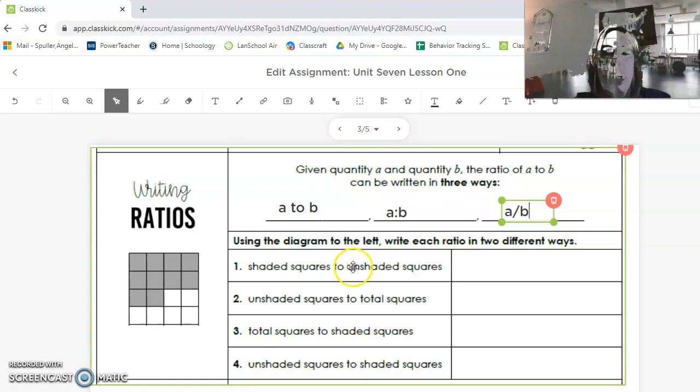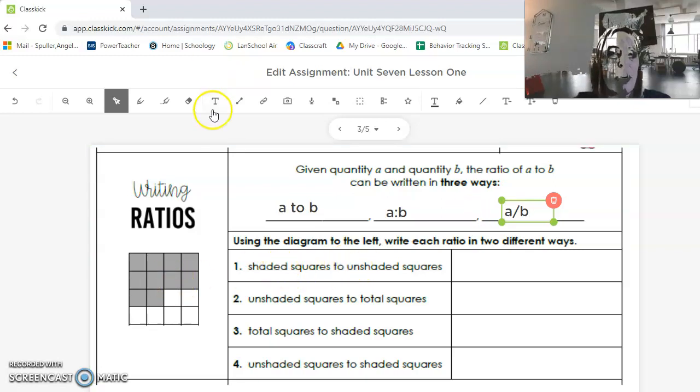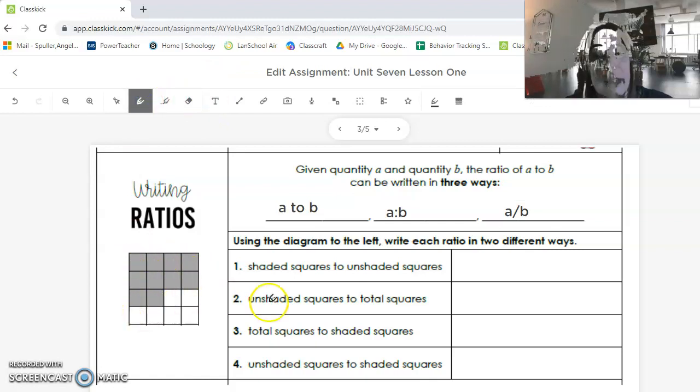Each one. They want to know shaded squares. So I'm going to count, and I see that there's 1, 2, 3, 4, 5, 6, 7, 8, 9, 10. So there's 10 shaded, and they say to how many unshaded? Well, 4, 5, 6. But they said to write it 2 ways. So I've got it 10 to 6. I'm also going to write it 10 over 6.